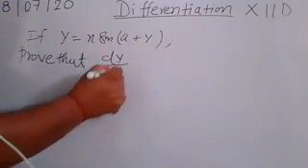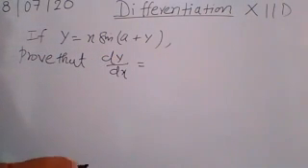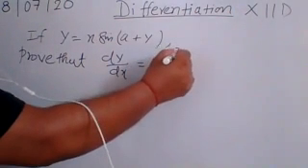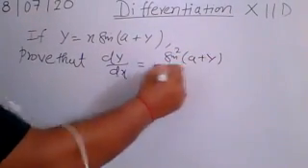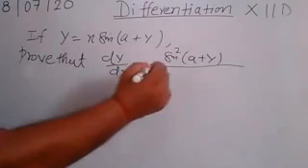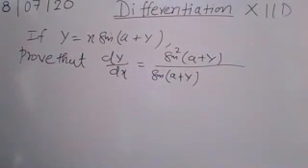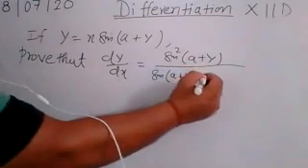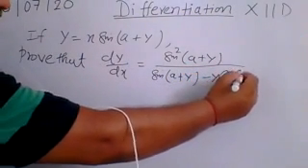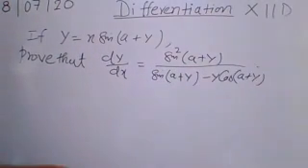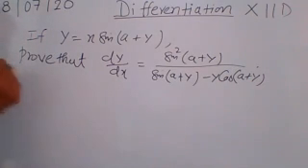dy by dx is equal to sine square a plus y whole divided by sine a plus y minus y cos a plus y. Okay, you have to prove that result, sine square a plus y upon sine a plus y minus y cos a plus y. Yeah, prove it.